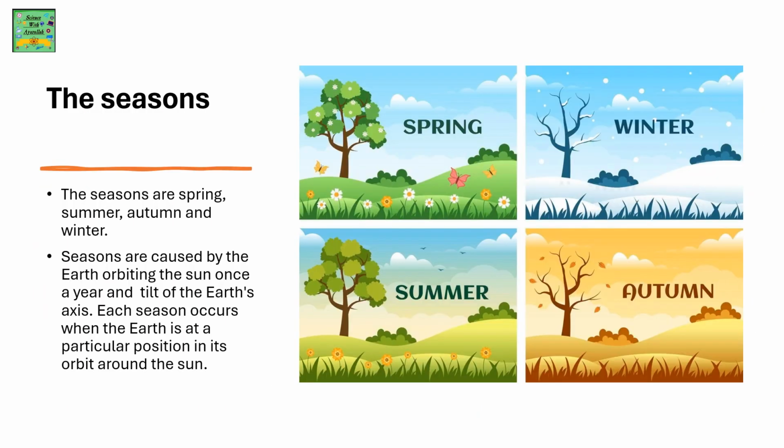Seasons. The seasons are spring, summer, autumn, and winter. Seasons are caused by the Earth orbiting the Sun once a year and the tilt of the Earth's axis. Each season occurs when the Earth is at a particular position in its orbit around the Sun.